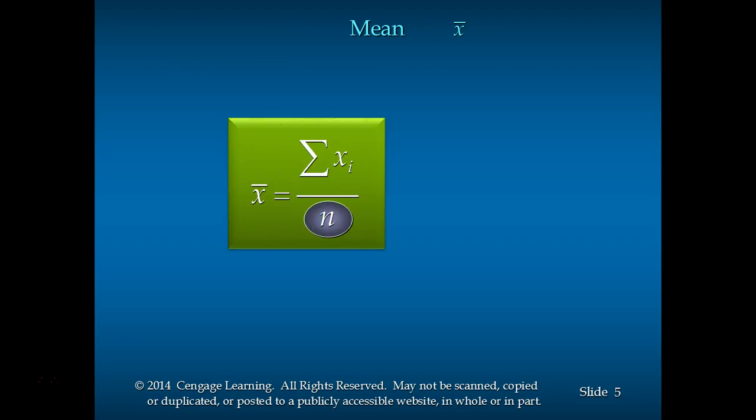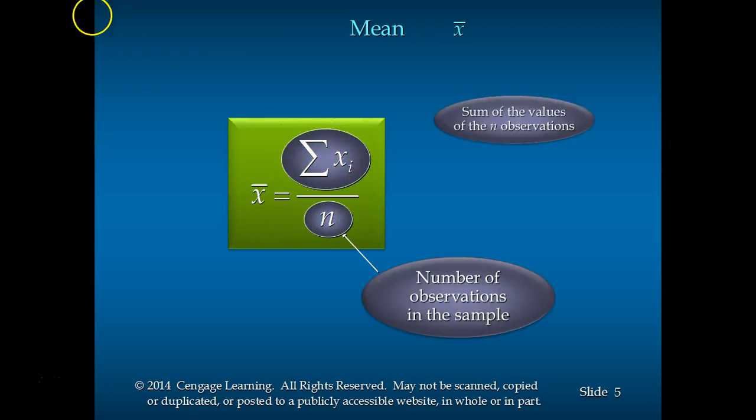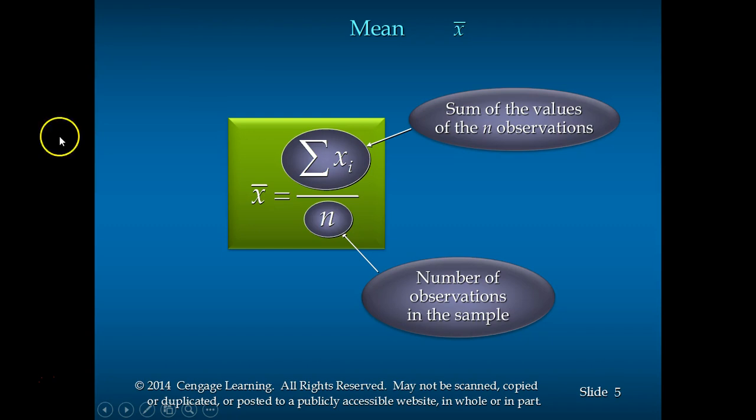So how would you proceed? The mean is known as x bar. You sum up all of the data observations and you divide by their total number. If I have 10 different test scores, I sum all of them up and I divide by 10 in this case.